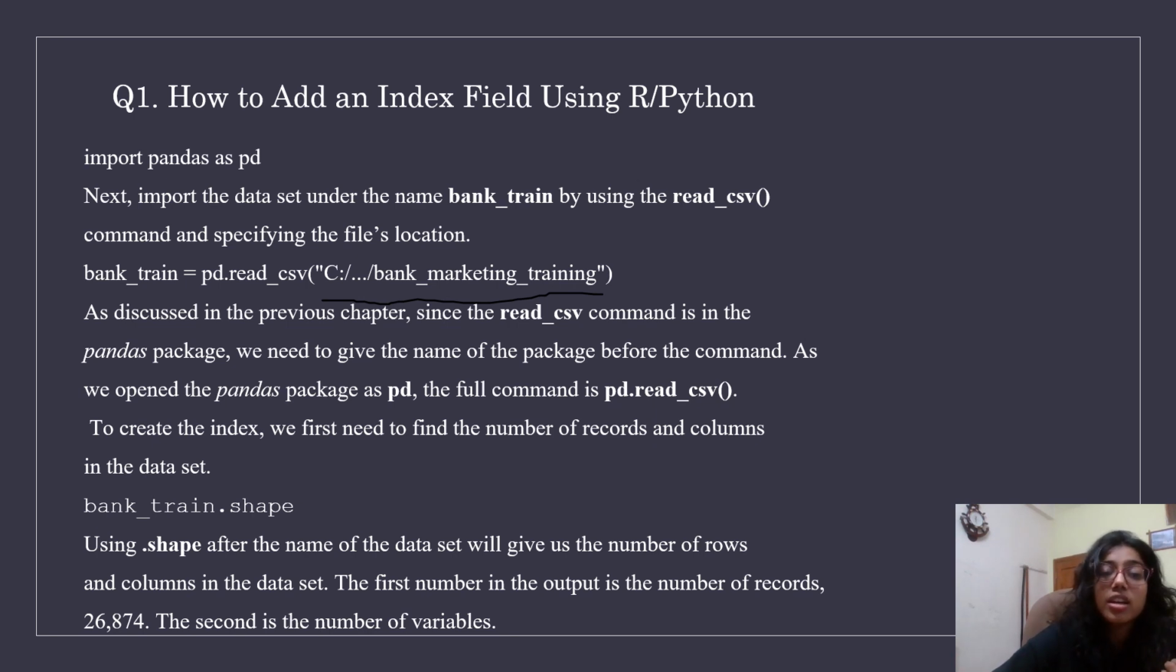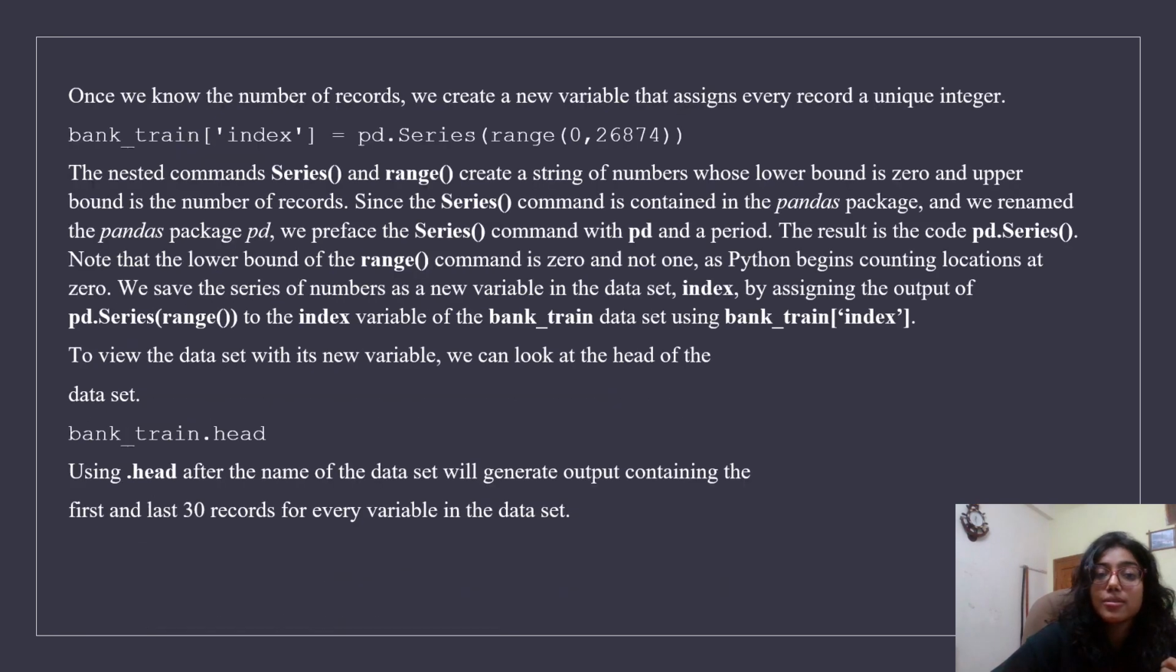So to create the index, we first need to find the number of records and columns in the data set. bank_train.shape, using .shape after the name of the dataset, will give us the number of rows and columns in the dataset. The first number in the output is the number of records, 26,874. The second is the number of variables.